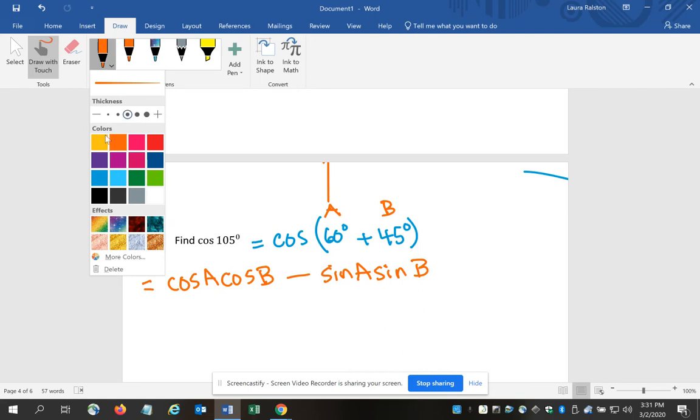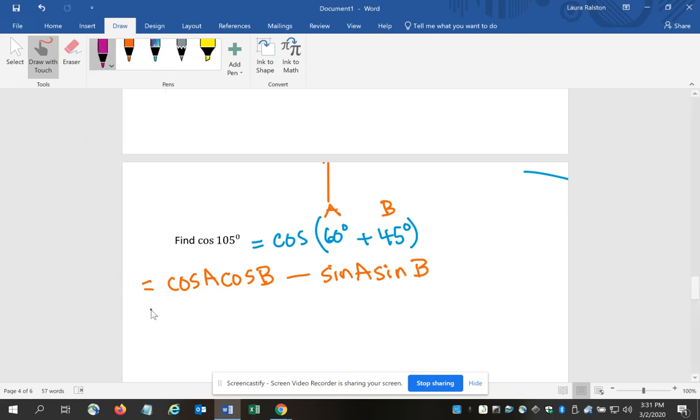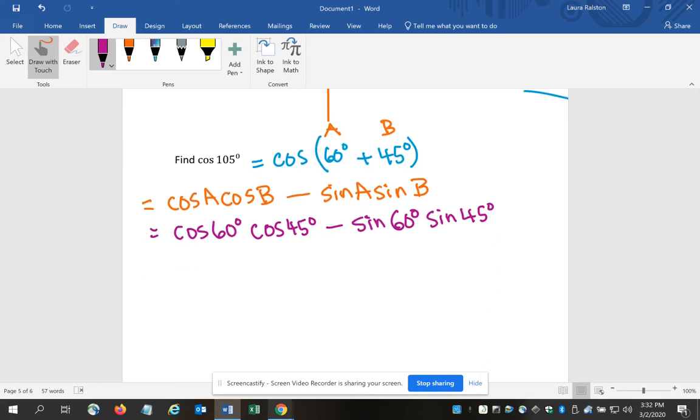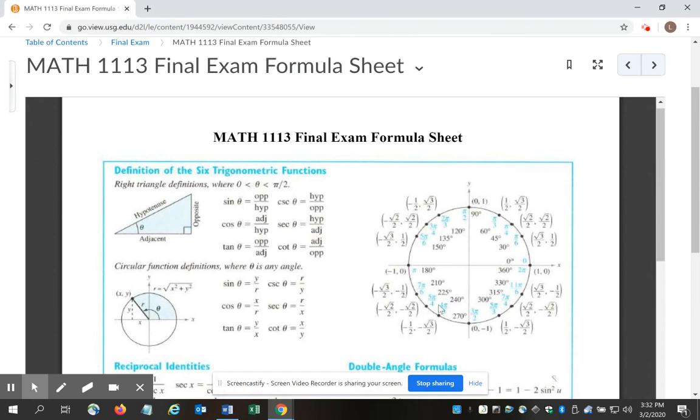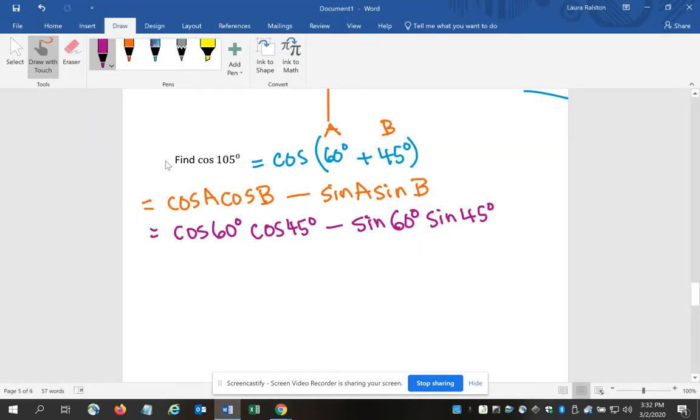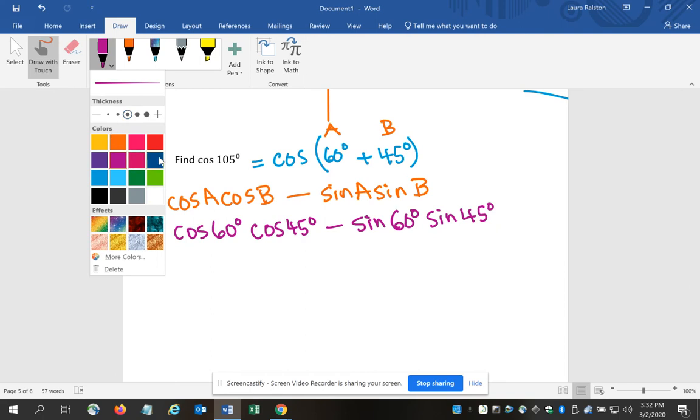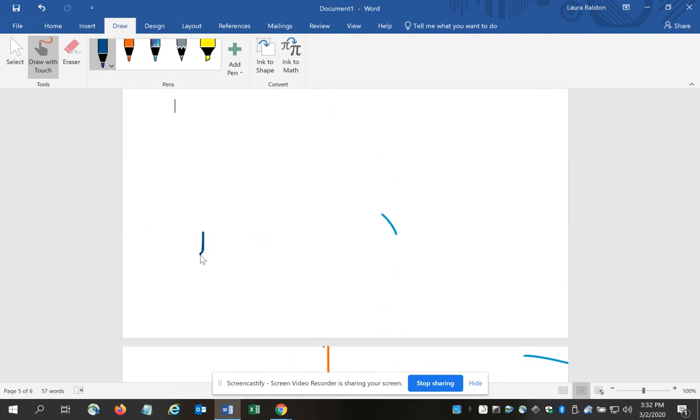So if I rewrite this with my angles in there, I'm going to do cosine of 60 degrees times the cosine of 45 degrees minus the sine of 60 degrees times the sine of 45 degrees. Okay? And so I can go back and forth to my circle. Okay? So if I go out to my circle, and I look at 60 degrees, my cosine is positive 1/2. Okay, so I plug that in.